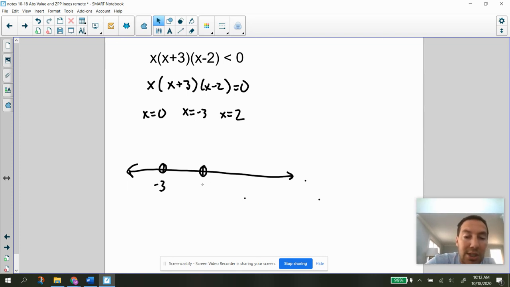If you're me, you're trying to talk while writing, which is tricky because I'm multitasking. And now I need to pick some test points. I'm going to say -4. I'm going to say -1, +1, and 3. I'm just picking numbers that are in between these boundary regions.